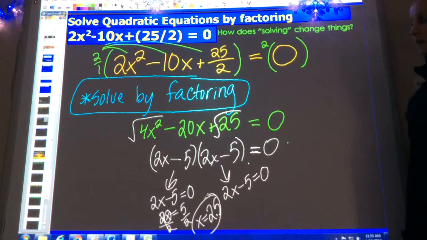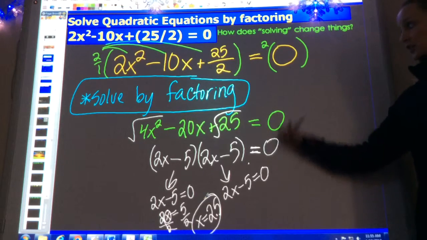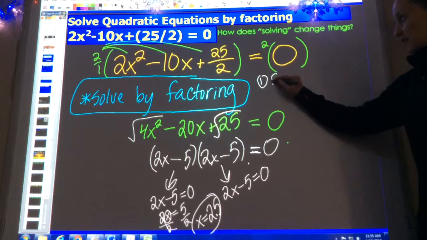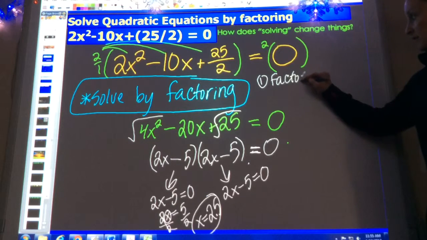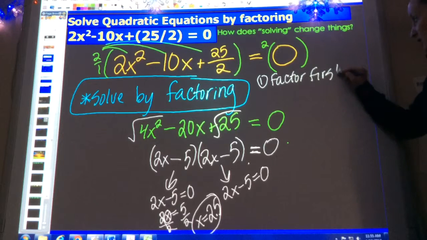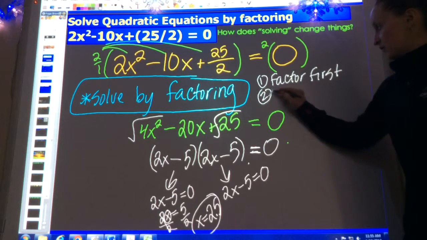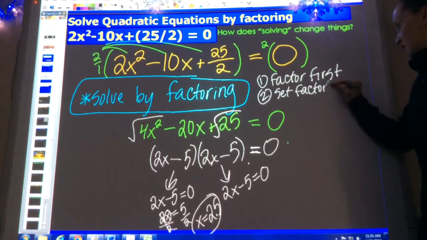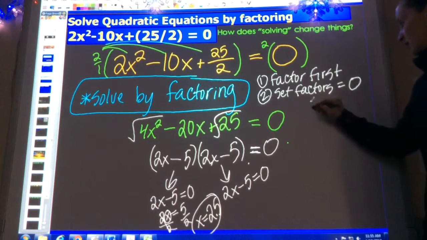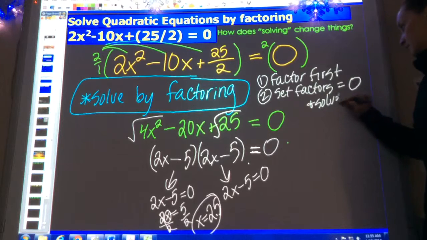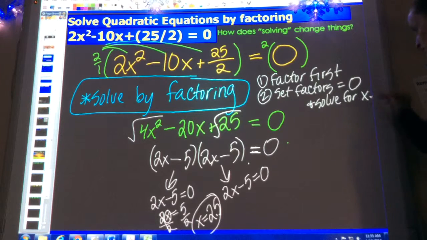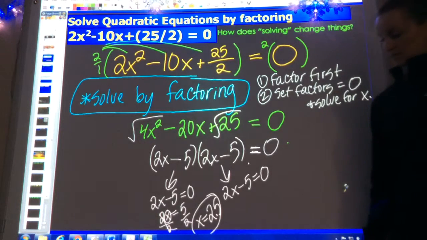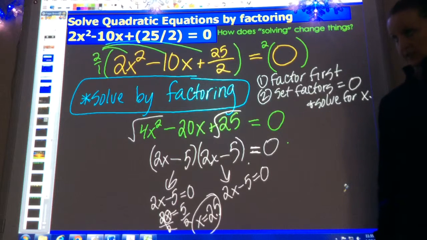So when it says solve by factoring, the first thing you want to do is factor first. And then you set your factors equal to 0 and solve for x. So I think this 2.5 is the answer. Exactly.